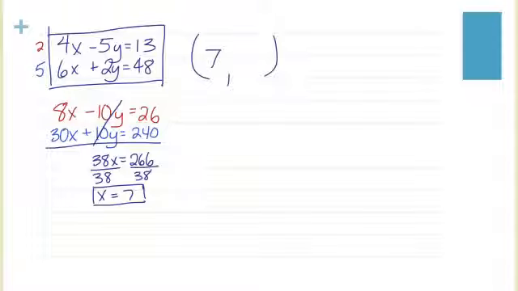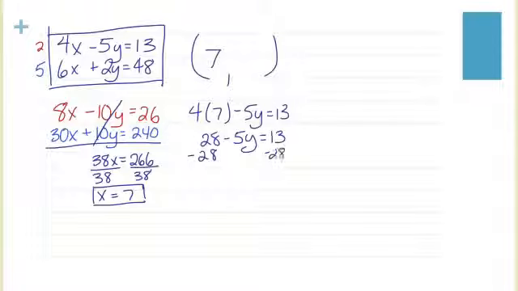And then we're going to substitute. I'm going to go to either of my original equations. Go to the top one. So 28 minus 5y equals 13 minus 28. So I get negative 5y equals negative 15, y equals positive 3. So I want to make sure that that's right. I'm going to do my check.